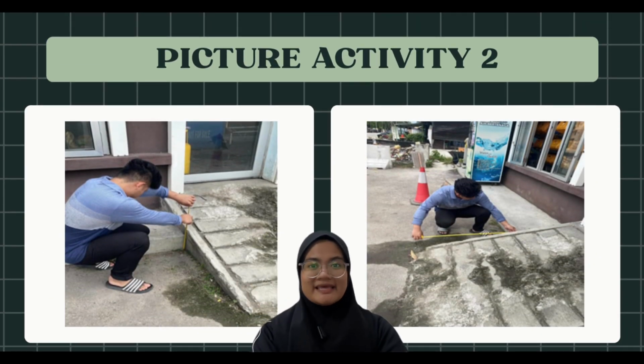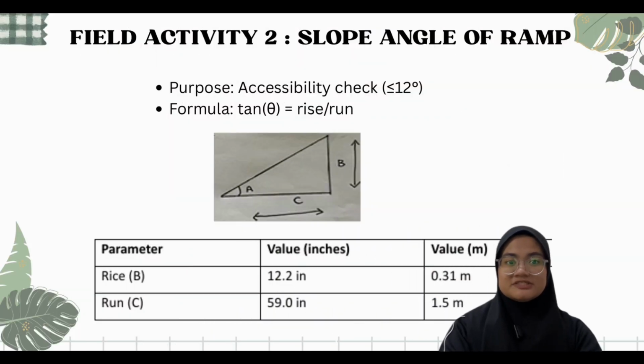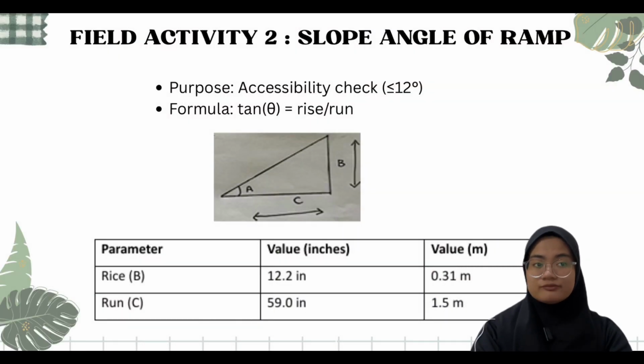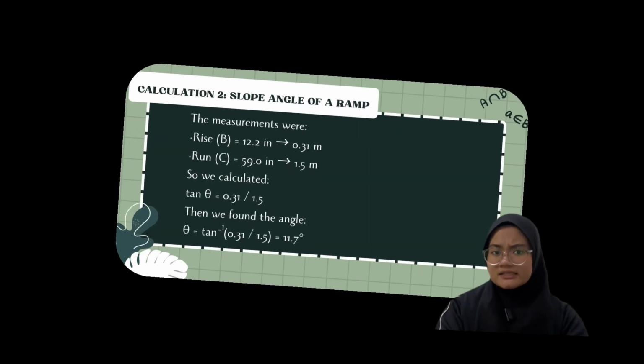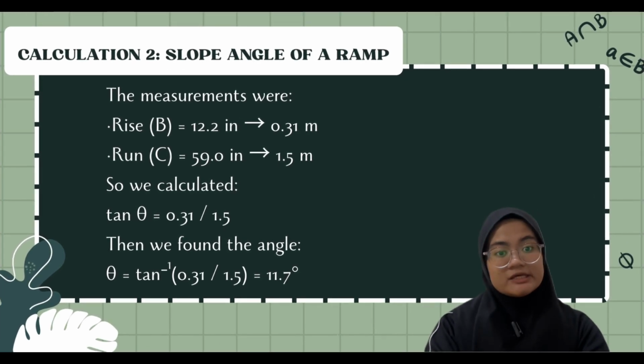Thank you, Raja. The second activity was measuring the slope angle of a ramp to check whether it meets accessibility guidelines. For this activity, we use the formula tangent of theta equals rise divided by run. Our measurements were: the rise was 0.31 meter and the run was 1.5 meters. So the calculation becomes tangent of theta equals 0.31 divided by 1.5.